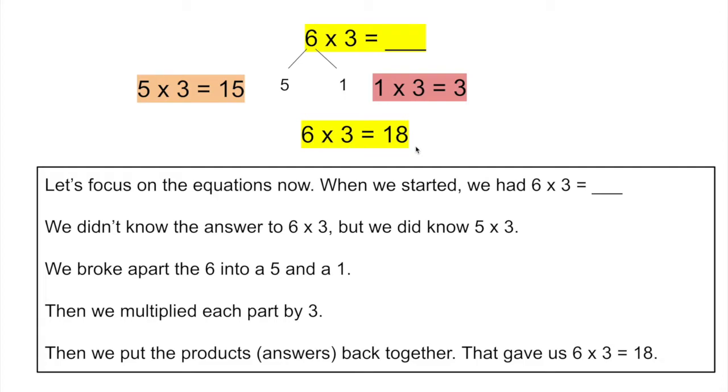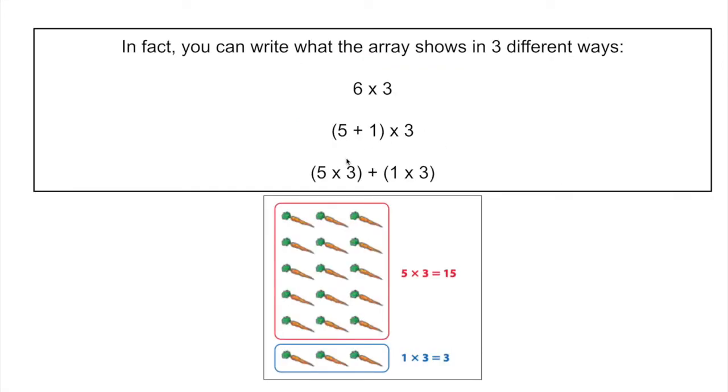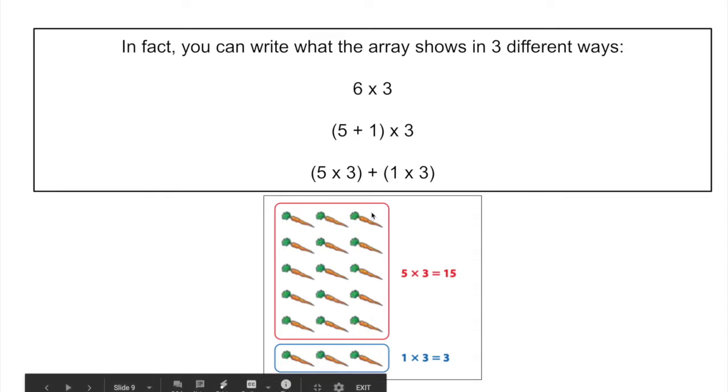Then we took the products, the answers for those 2 equations, and put them back together to get 6 times 3 is 18. Now, we could have drawn an array for 6 times 3. Look down here at this picture. Here we have 3 across and 6 tall. And just like before, doing 6 times 3 was challenging for me, so I broke it into an array of 5 times 3, that was 15, and an array of 1 times 3, that's 3. We still get the answer of 18 when we put those all together.